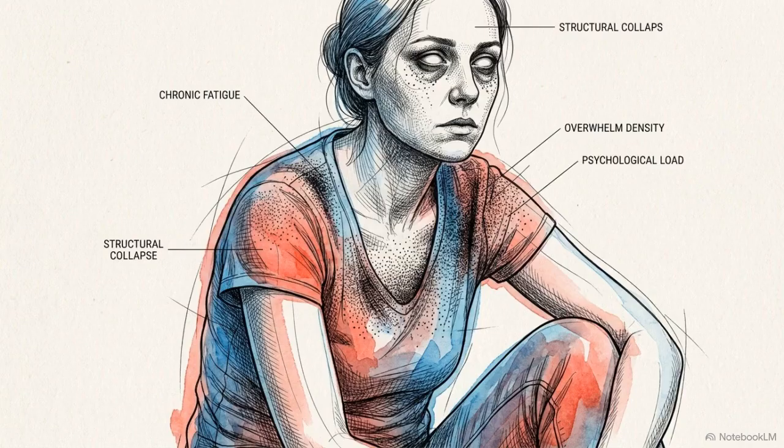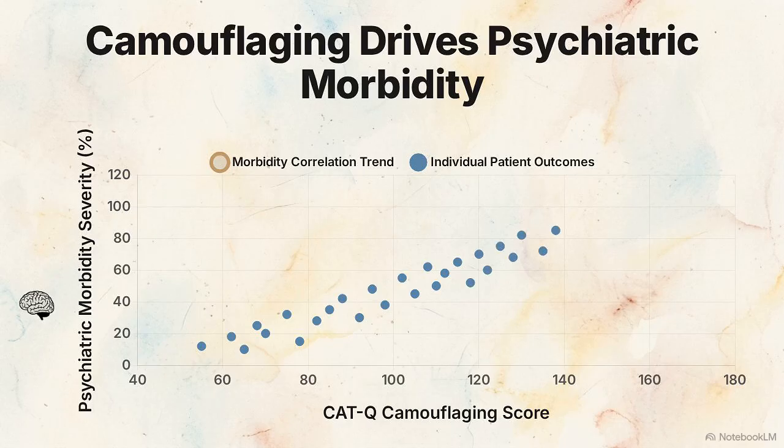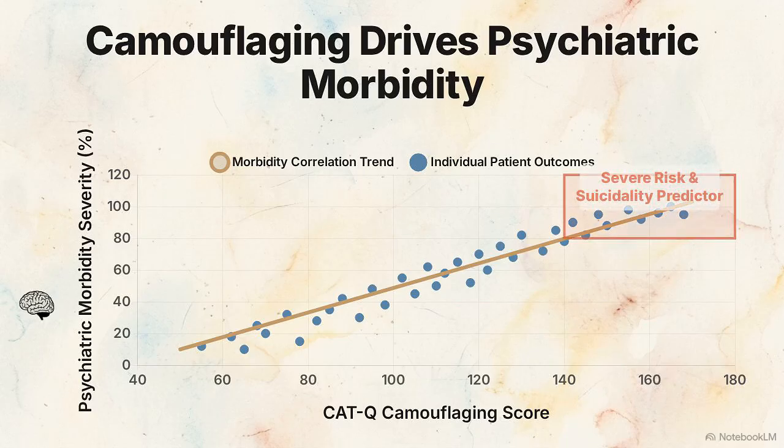Maintaining this cognitive architecture over a lifetime carries a staggering mental health cost. Data from Beck and Cassidy shows a direct correlation between high CAT-Q scores and psychiatric morbidity. As the effort to camouflage increases, so do the rates of generalized anxiety, clinical depression, and psychological distress. At the highest levels of the index, camouflaging traits become significant predictors of thwarted belongingness and lifetime suicidality.